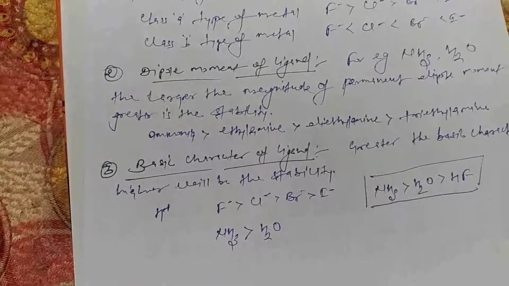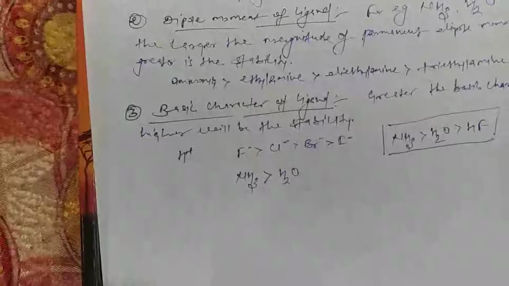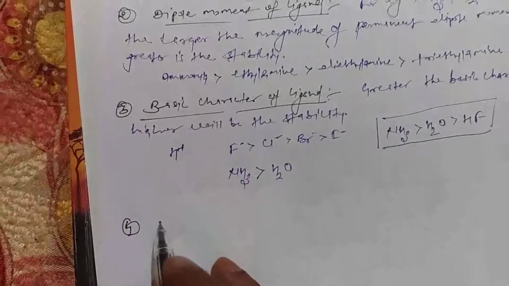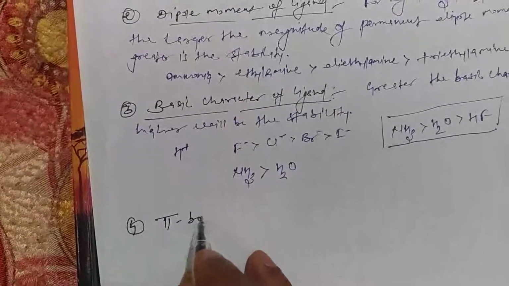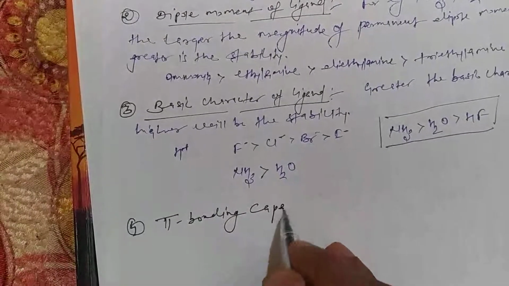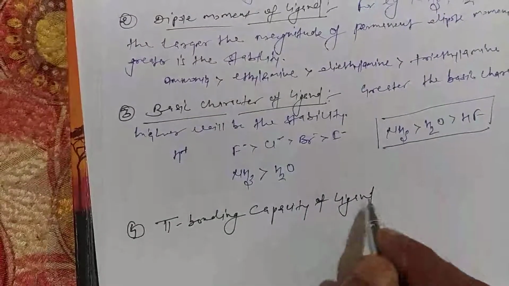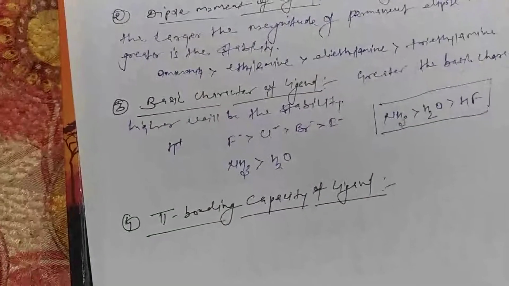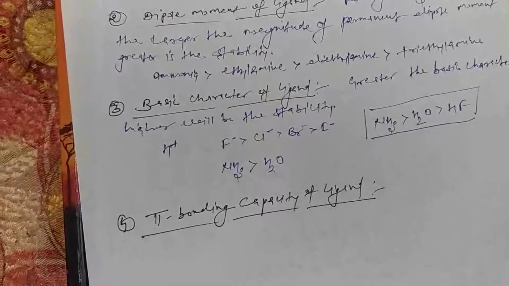Next, the fourth factor in this category is the pi bonding capacity of ligand. Pi bonding capacity of ligand. So pi bonding, I think you are not aware of this concept.